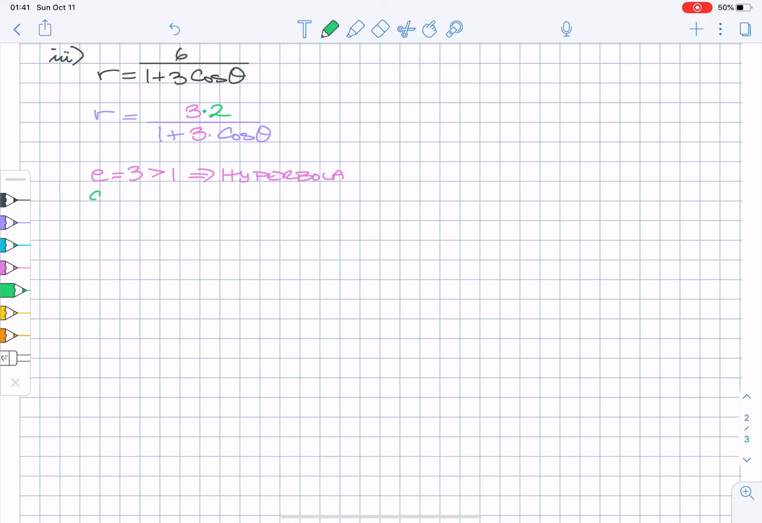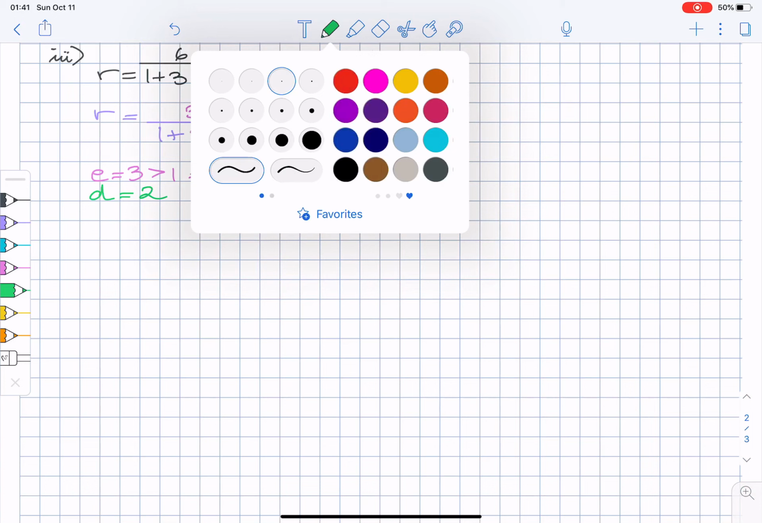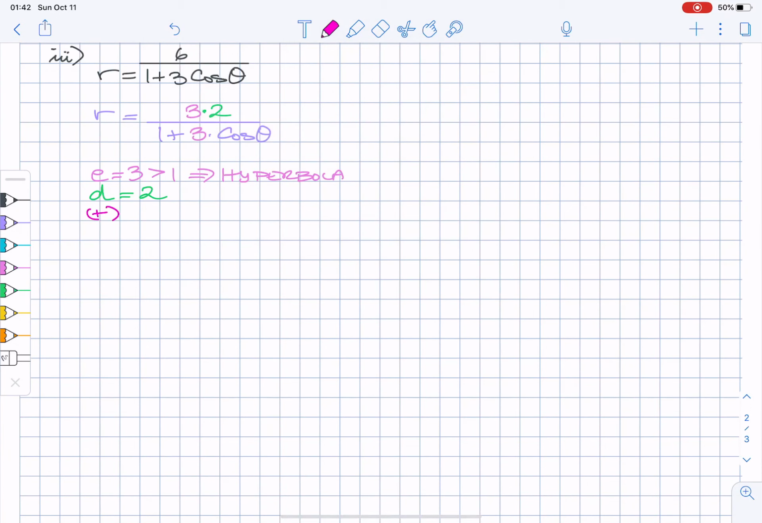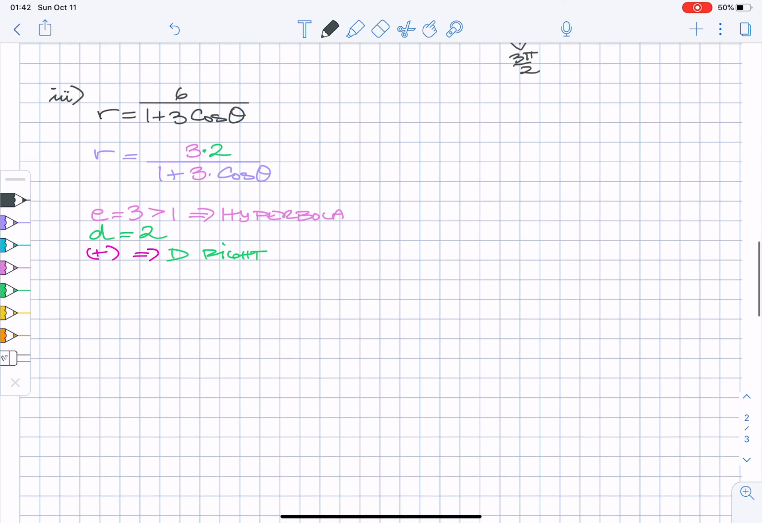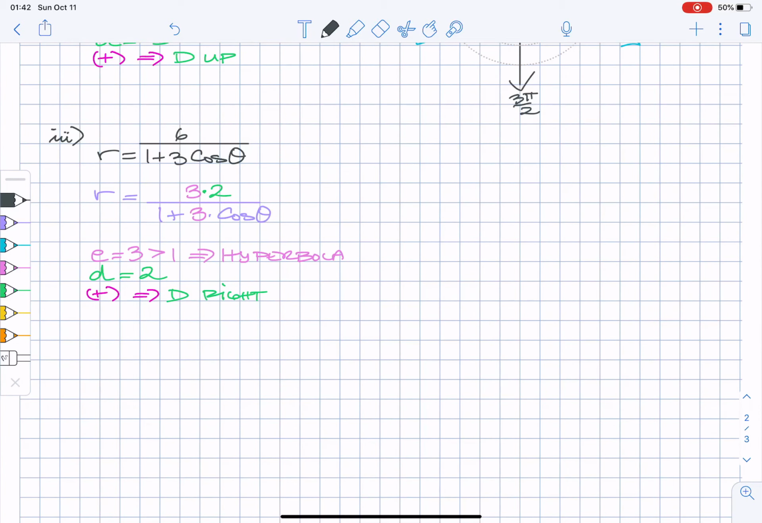The distance d to the directrix is 2. And I know because it's positive and cosine, this means that the directrix is going to be to the right. Okay, so let's see if that's true. We've got 6, so we're going to have to go up 6 and down 6. Let's see if I can do 1, 2, 3, 4, 5, 6. 1, 2, 3, 4, 5, 6. Okay, I can do it. That's good. Hopefully that gives us enough space.